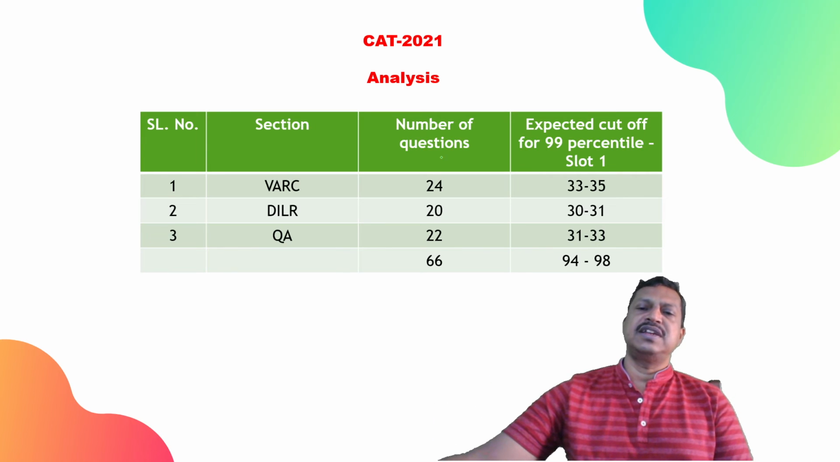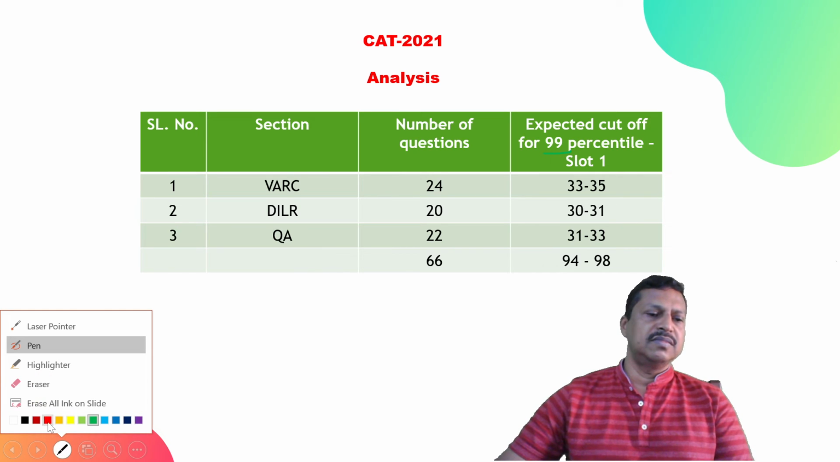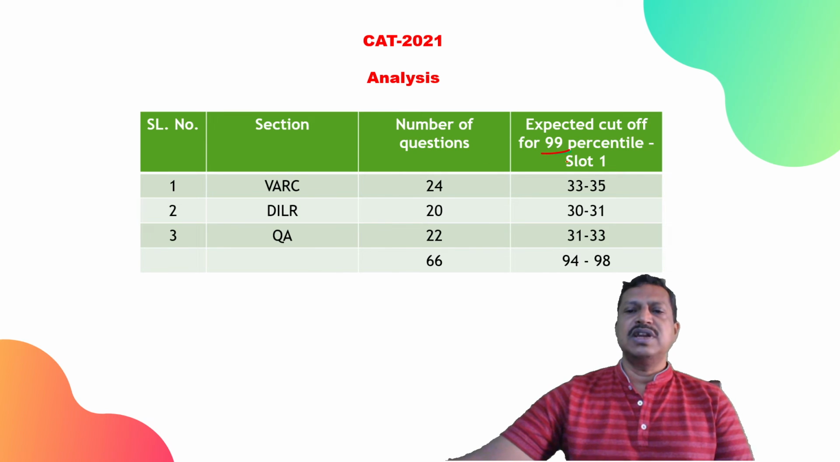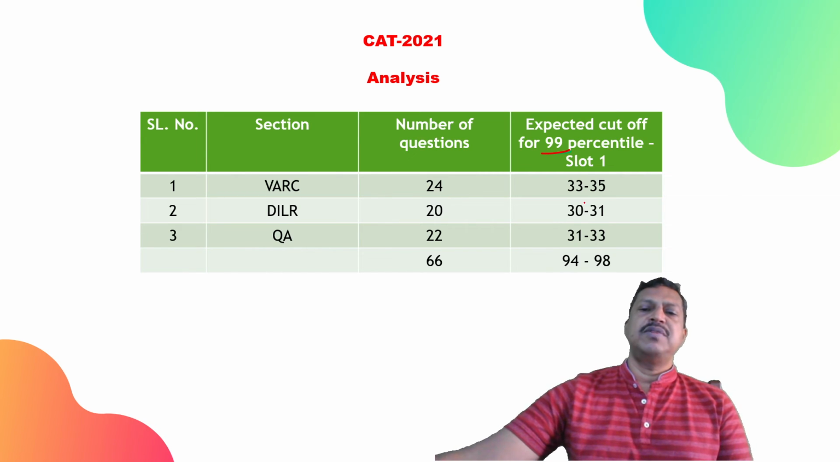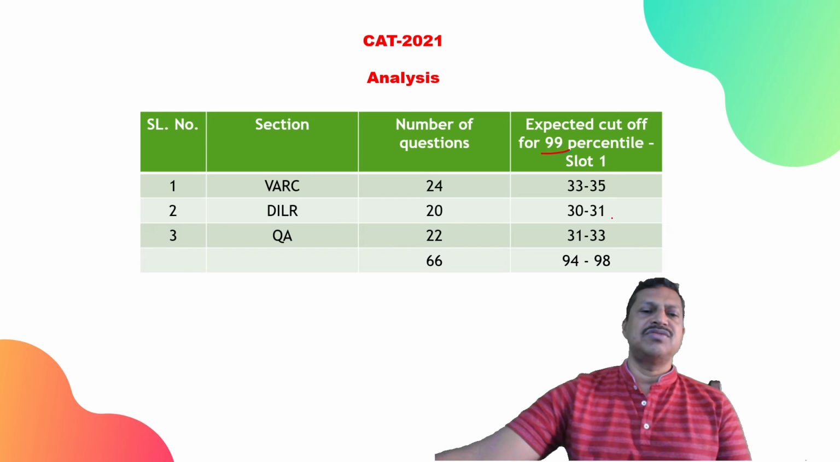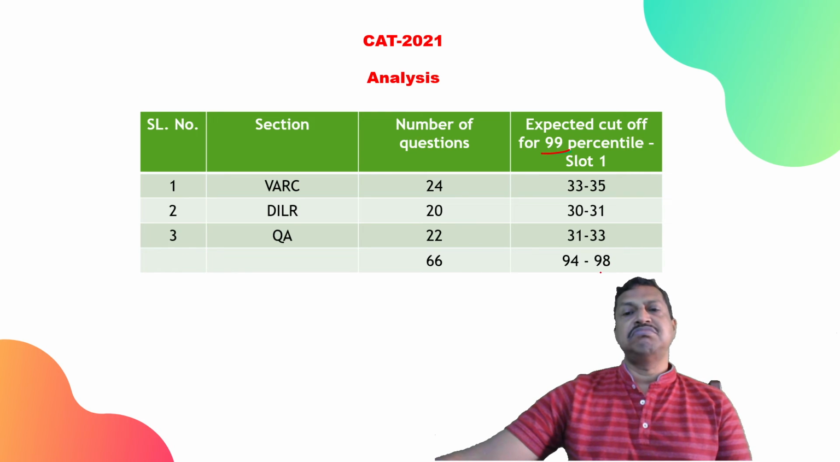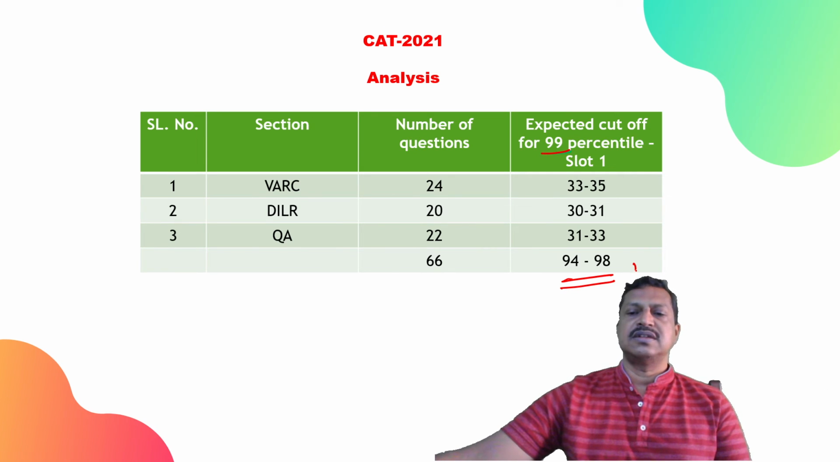So here is my analysis with respect to the expected cutoff. I'm putting expected cutoff with respect to 99 percentile. I'm just talking about 99 percentile slot one. Slot one, what I feel it will be somewhere around 12 to 13 questions equivalent. Here is almost like 10, 11 questions. Here it is once again 11, 12 questions somewhere. So slot one, for a 99 percentile, I feel the cutoff will be somewhere around 94 to 98 marks.